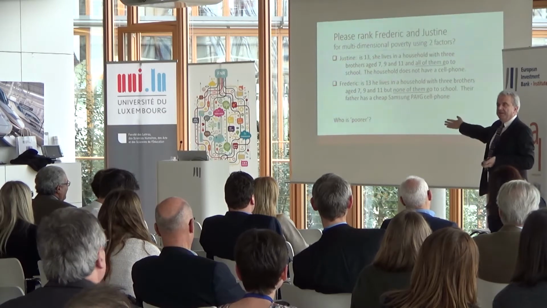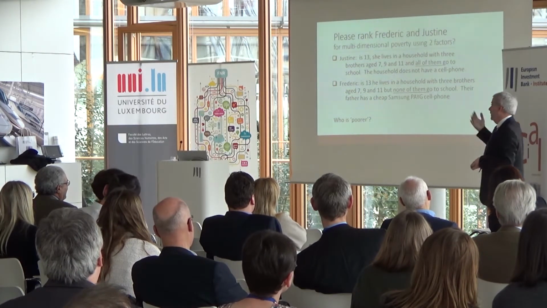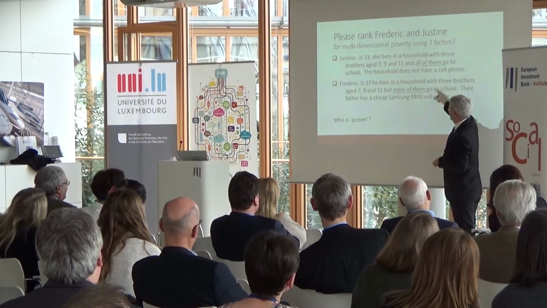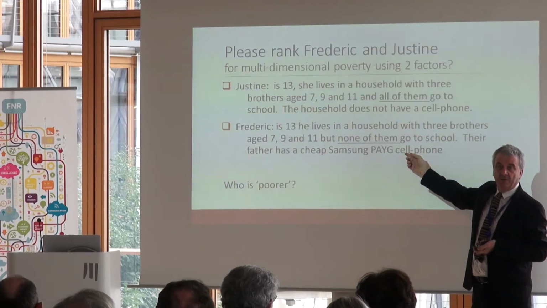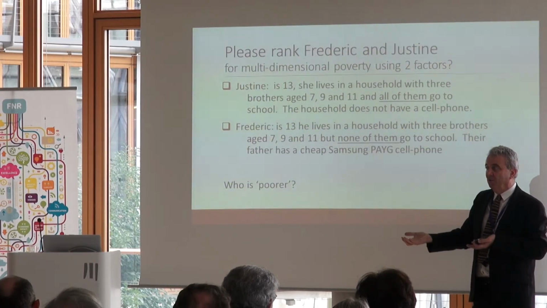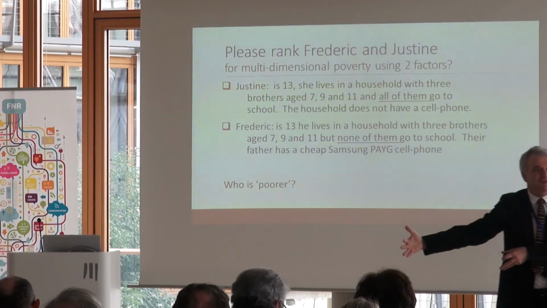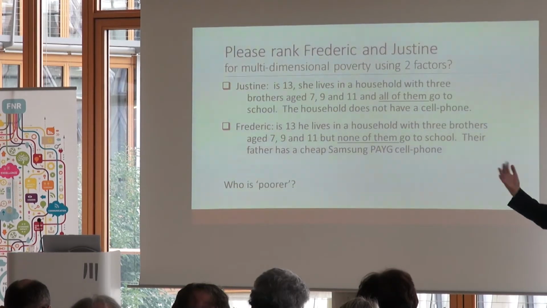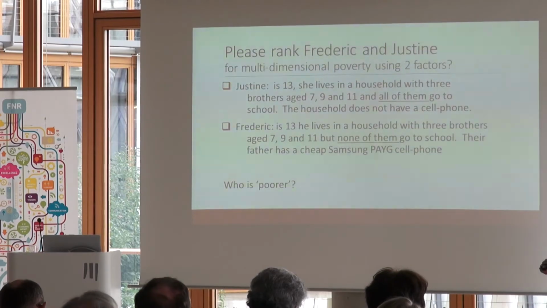The answer is they're both equally poor in multidimensional terms. And that's part of the problem, not distinguishing between household level risks and individual level risks. We're equating the household having a cell phone with the individual risk of a child being in school. So if you can't look at general risks versus individual risks, you're going to end up in situations where you're making strange ranking outcomes of children's well-being.